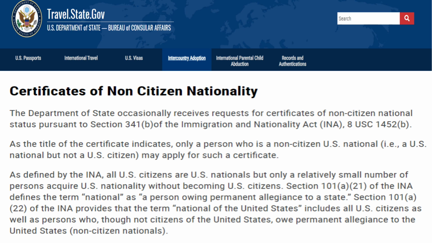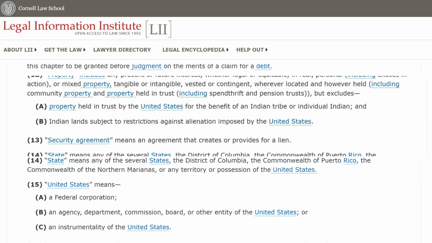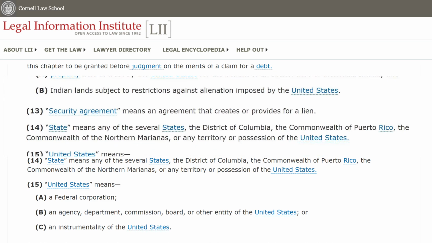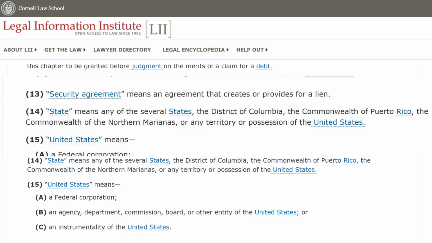The term non-resident alien is in fact synonymous with non-citizen U.S. national. As the title of the certificate indicates, only a person who is a non-citizen U.S. national, i.e., a U.S. national but not a U.S. citizen, may apply for such certificates. As defined in the INA, all U.S. citizens are U.S. nationals.